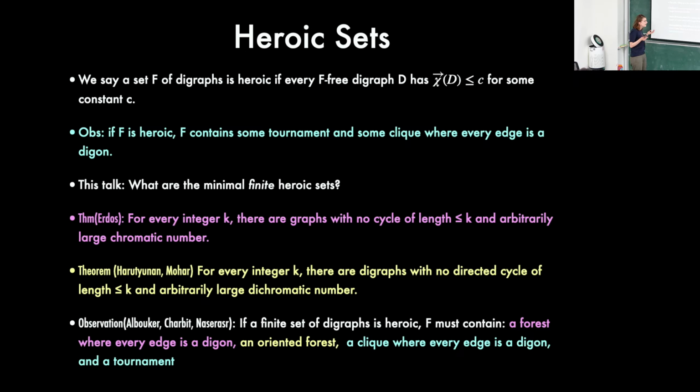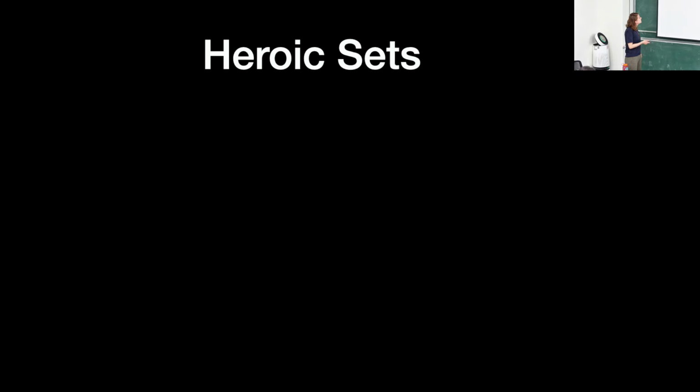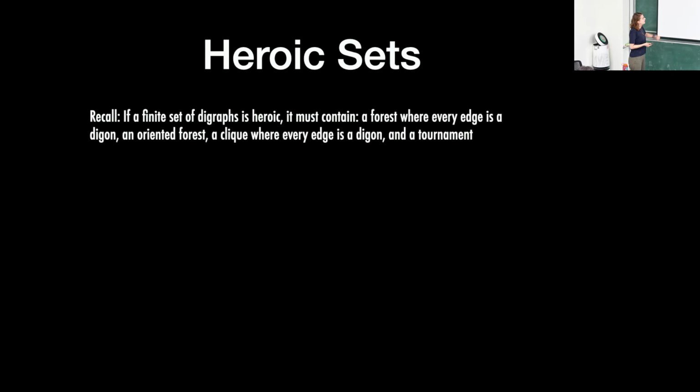It has to contain a clique where every edge is a digon, because, as I mentioned before, cliques where every edge is a digon have arbitrarily high chromatic numbers, so you have to somehow kill them. And it has to contain some tournament, which is an oriented clique, because again, tournaments have arbitrarily high dichromatic number. And so based on this, it's just repeating the same thing.